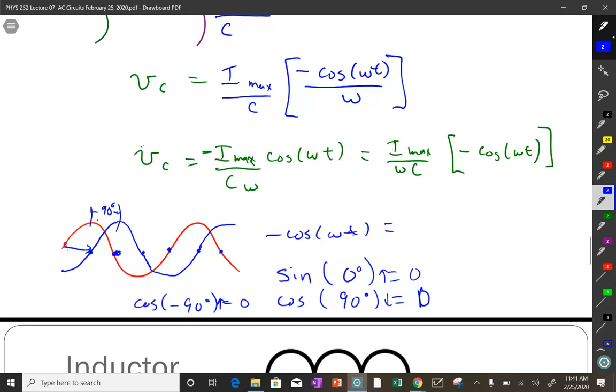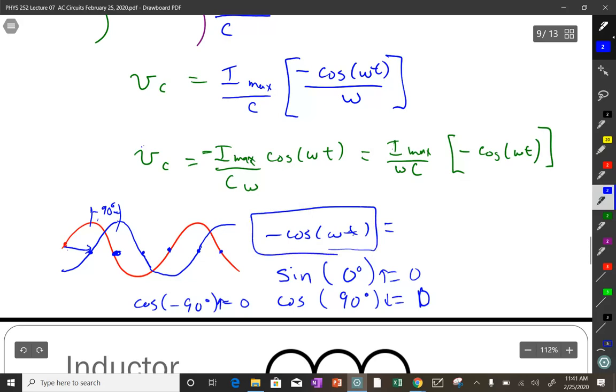Okay, so now I'm getting myself wrapped in circles. Sine of 0 is cosine of minus 90. And that means that minus cosine means that you have to add or subtract 180 degrees. Right, because cosine of theta is equal to minus cosine of theta plus 180. So the minus cosine of 90 degrees is equal to sine of 0 degrees.